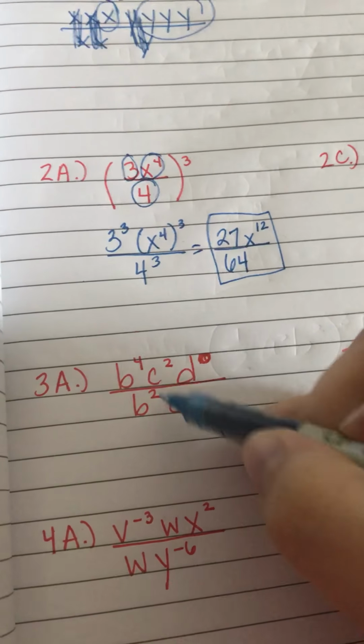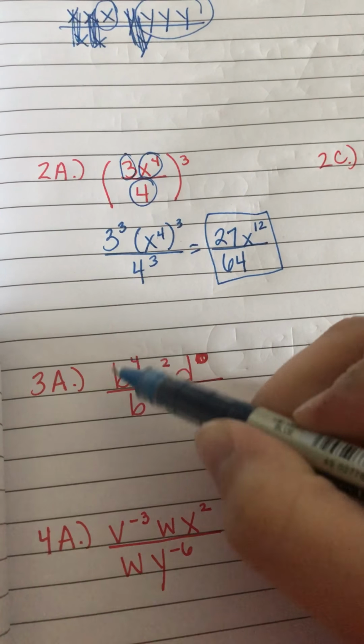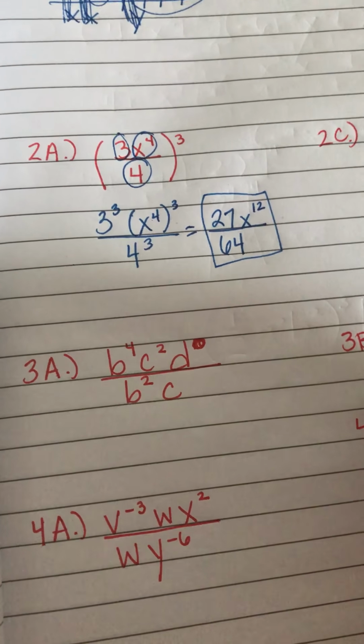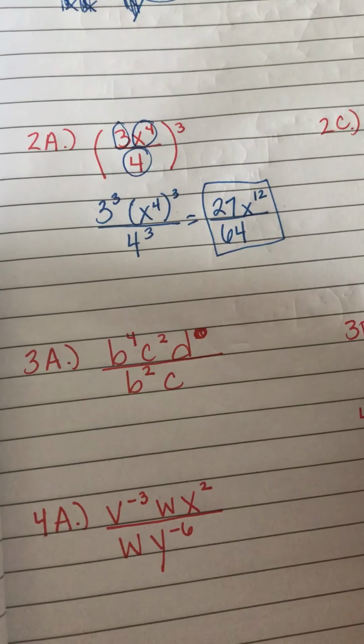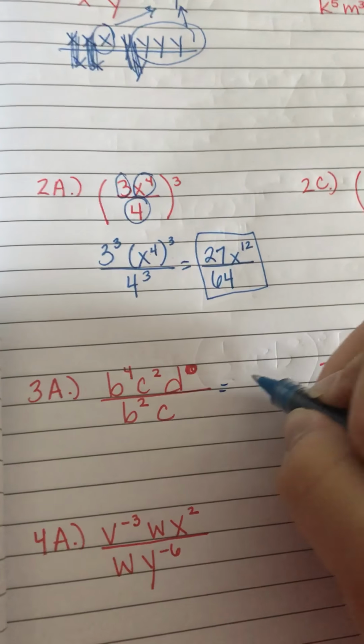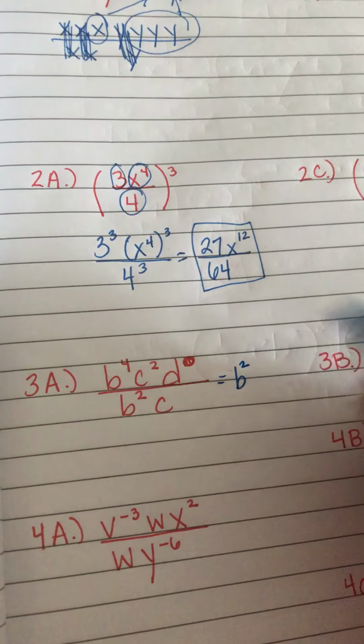So in this problem, I have like bases here, so I can subtract these exponents according to my first subtraction rule, the quotient of a power. So 4 minus 2 would give me b to the 2.